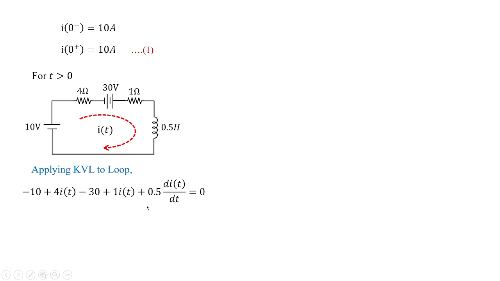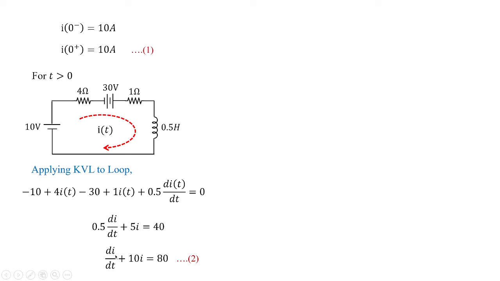After framing this equation, let us rearrange it in terms of di by dt. So 0.5 di by dt, you have 4 plus 1 I of t which becomes 5i, and minus 30 minus 10 goes to the right hand side of the equation, it becomes 40. In fact, di by dt, I'll divide by 0.5, the 5i and the 40, which gives the equation as di by dt plus 10i is equal to 80. Now this is a mathematical equation. I'm framing this equation as 2.